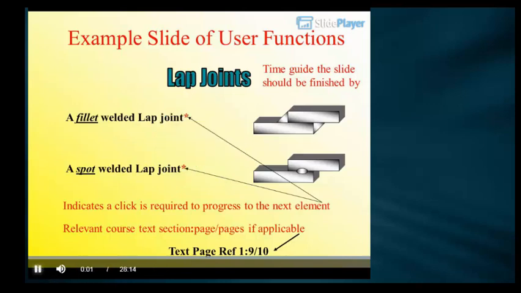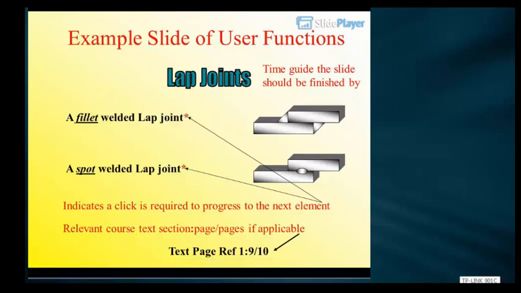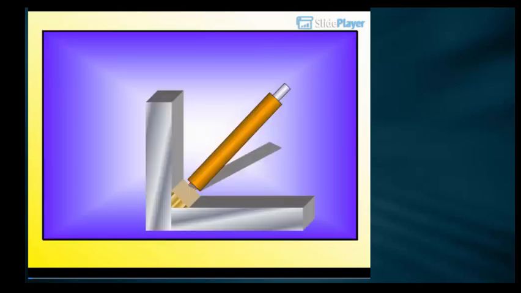Example slide of user functions. Time guide: the slide should be finished by lap joints. A fillet welded lap joint. A spot welded lap joint. Indicates a click is required to progress to the next element. Relevant course text section page/pages if applicable. Text page ref 1, 9/10.